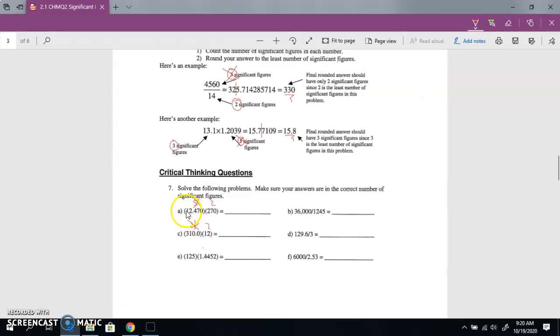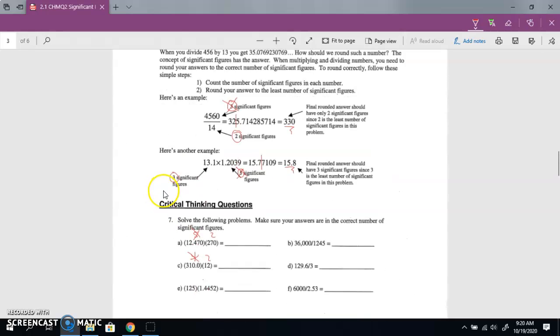Okay, so your job here is to complete the rounding problems on the previous page, and then on this page, the rounding and multiplication and division problems, question 7, and it looks like that's it.